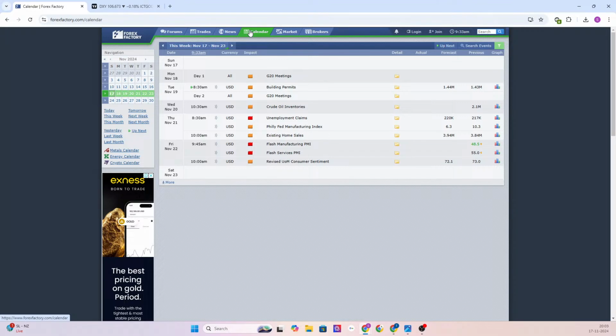Thursday you have the unemployment claims, and at 10 a.m. you have the existing home sales, and Friday at 9:45 and 10 we have the red folder and the orange folder. So I think we'll find a move post Wednesday. So Monday is likely to remain choppy or in range. We'll see.